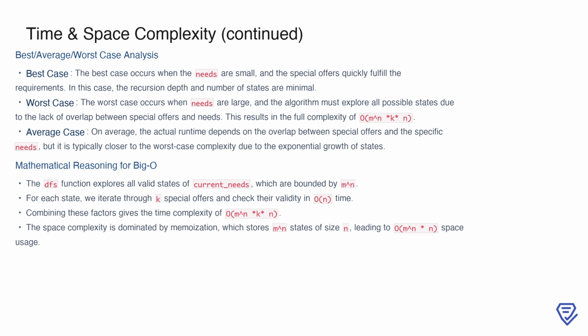For each state, it iterates over k special offers and checks their validity in n time, leading to the overall time complexity of m to the power of n times k times n. The space complexity, primarily driven by memoization, remains m to the power of n*n.